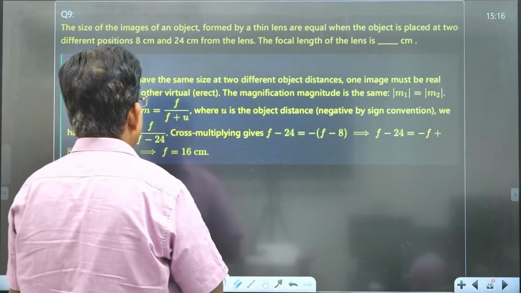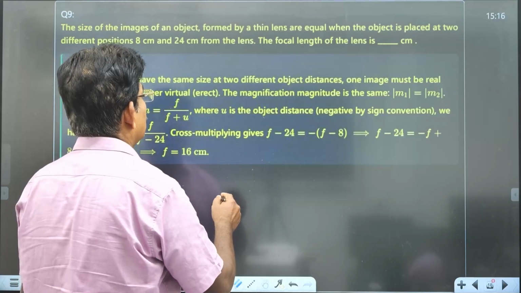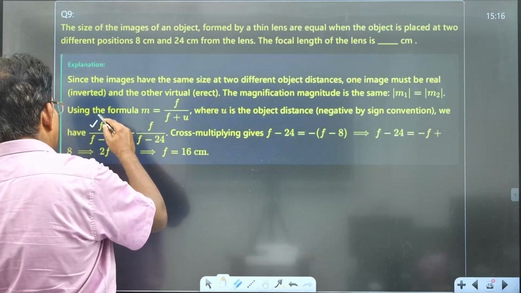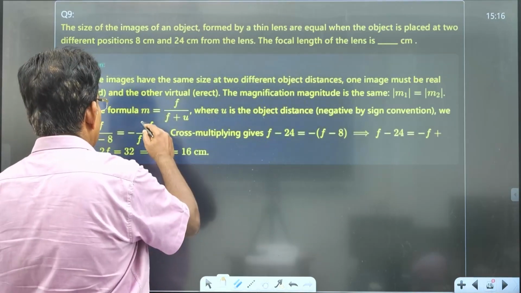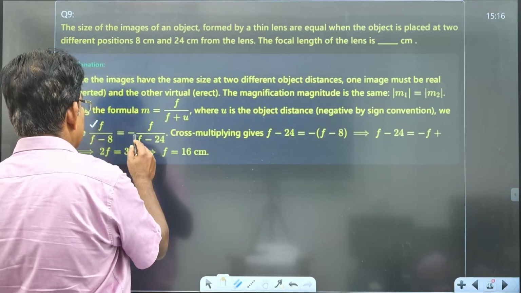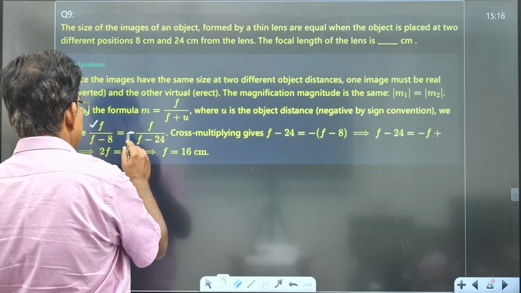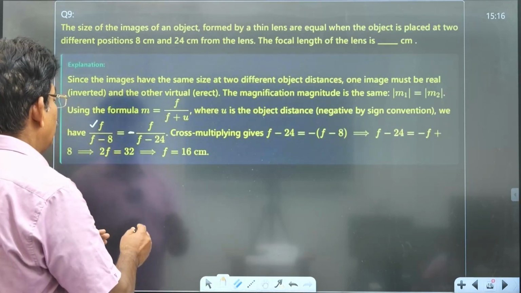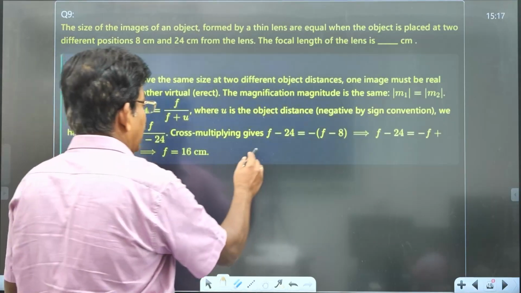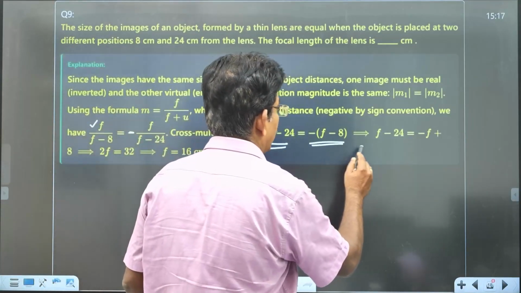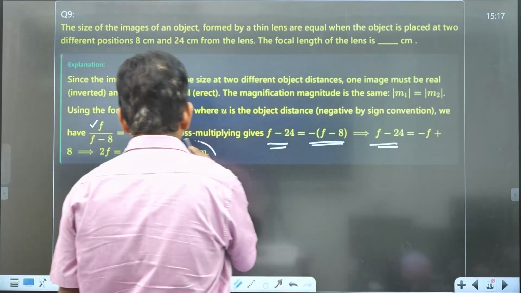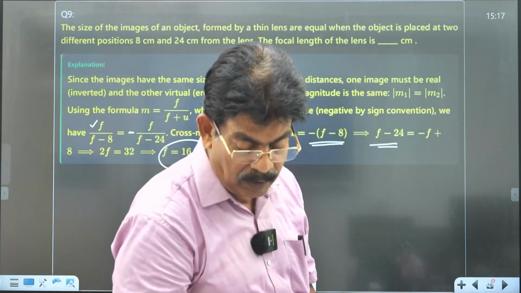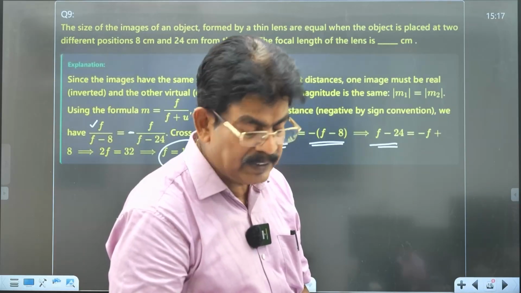So here, what is the size of the image, or magnification? It is f divided by f plus u. That is coming to be f divided by f minus 8. For the second case, f divided by f minus 24. But this is a real image, so it is minus, and this is a virtual image, so plus. Now simplifying, f gets cancelled, f minus 24 is equal to minus of minus f by 2, and we are getting f is equal to 16 centimeter. So in question number 9, the missing gap is 16 centimeter.